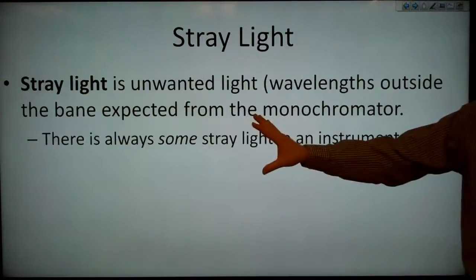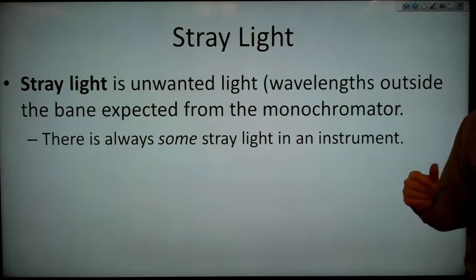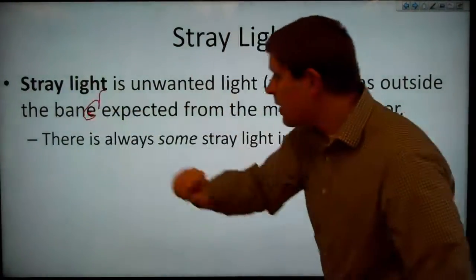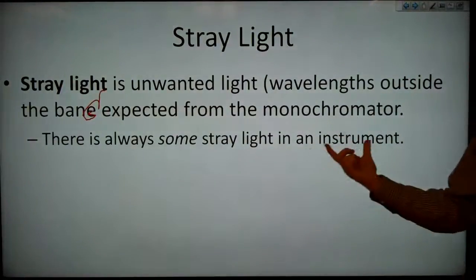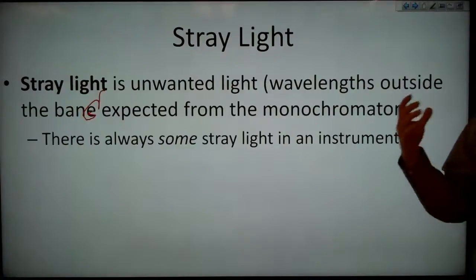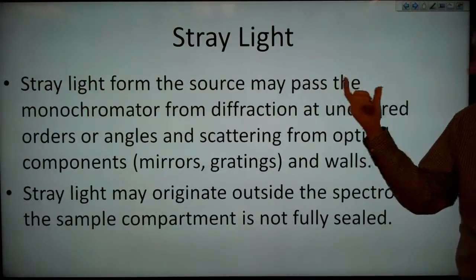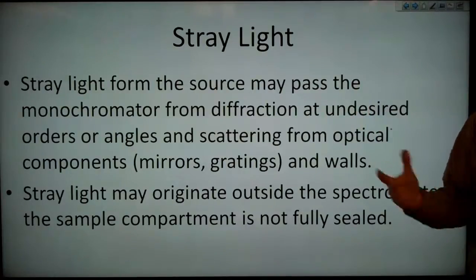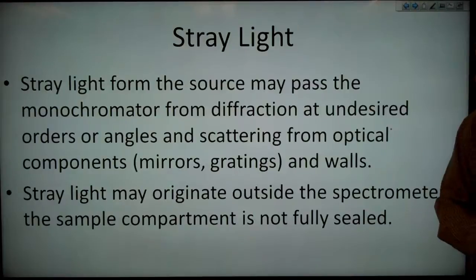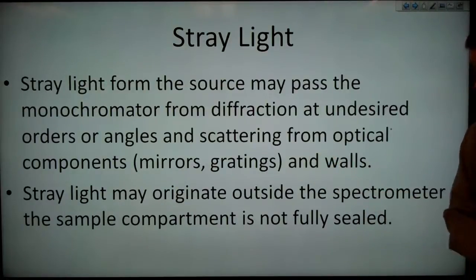So stray light is unwanted light. This is wavelengths outside the band expected from our monochromator, and there is always some stray light in our instrument. We can't ever get rid of all of our stray light. So stray light from our source may pass the monochromator from diffraction at undesired orders or angles and scattering from optical components, so mirrors or gratings, and any walls.